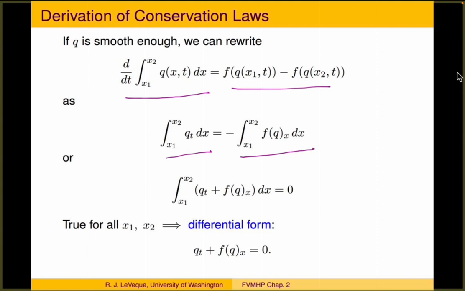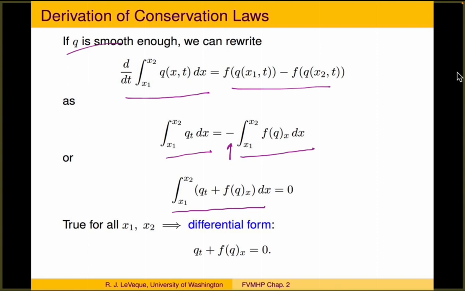And we pick up a minus sign here because it's the f at the left boundary minus the right boundary. And so we have a minus sign there. If we move this over to the other side, though, it becomes a plus sign, and we can write this as just the integral of q_t plus f_x, the x derivative of f of q, rather. The integral of that is equal to 0. So that comes directly from this conservation law, again, assuming q is smooth enough.